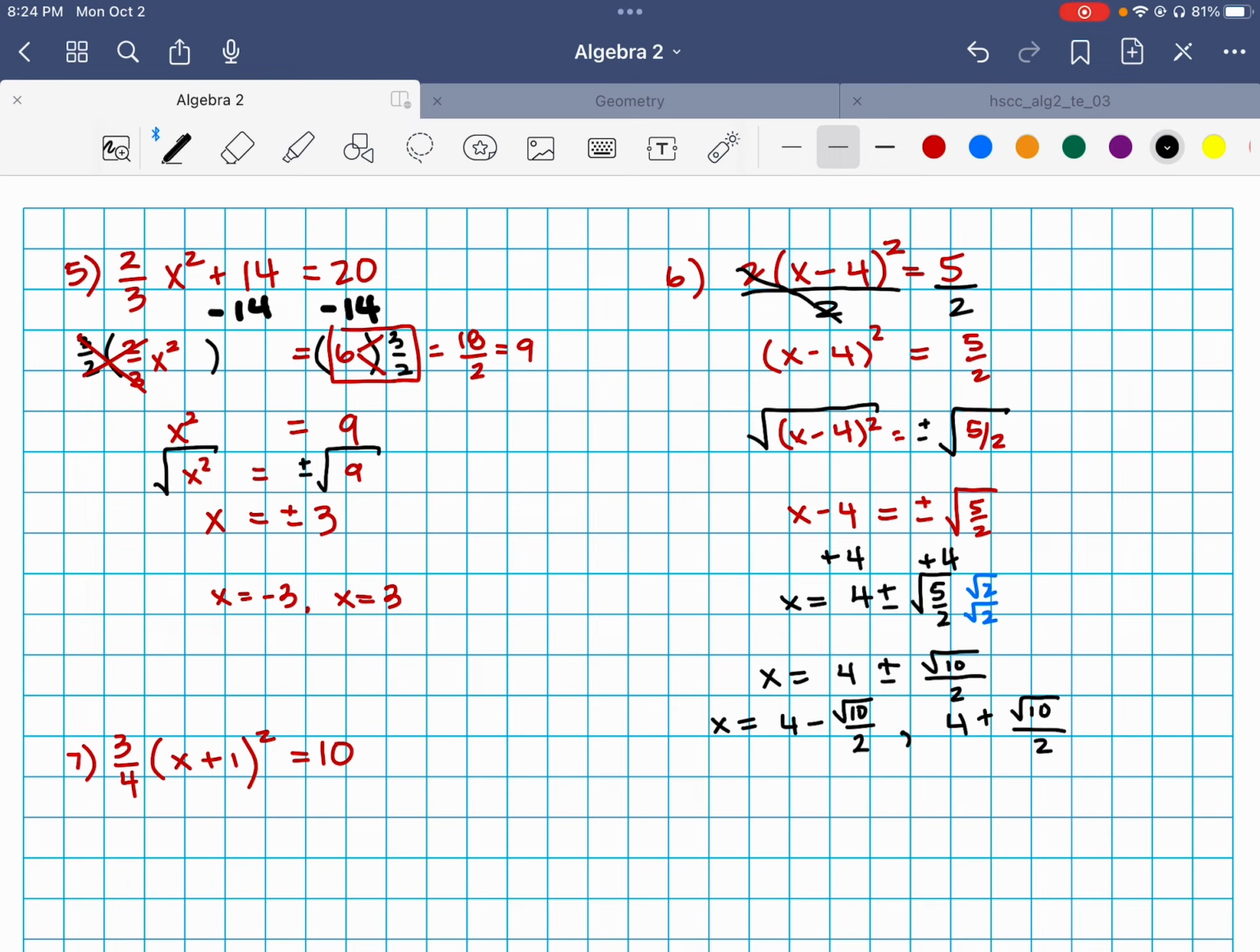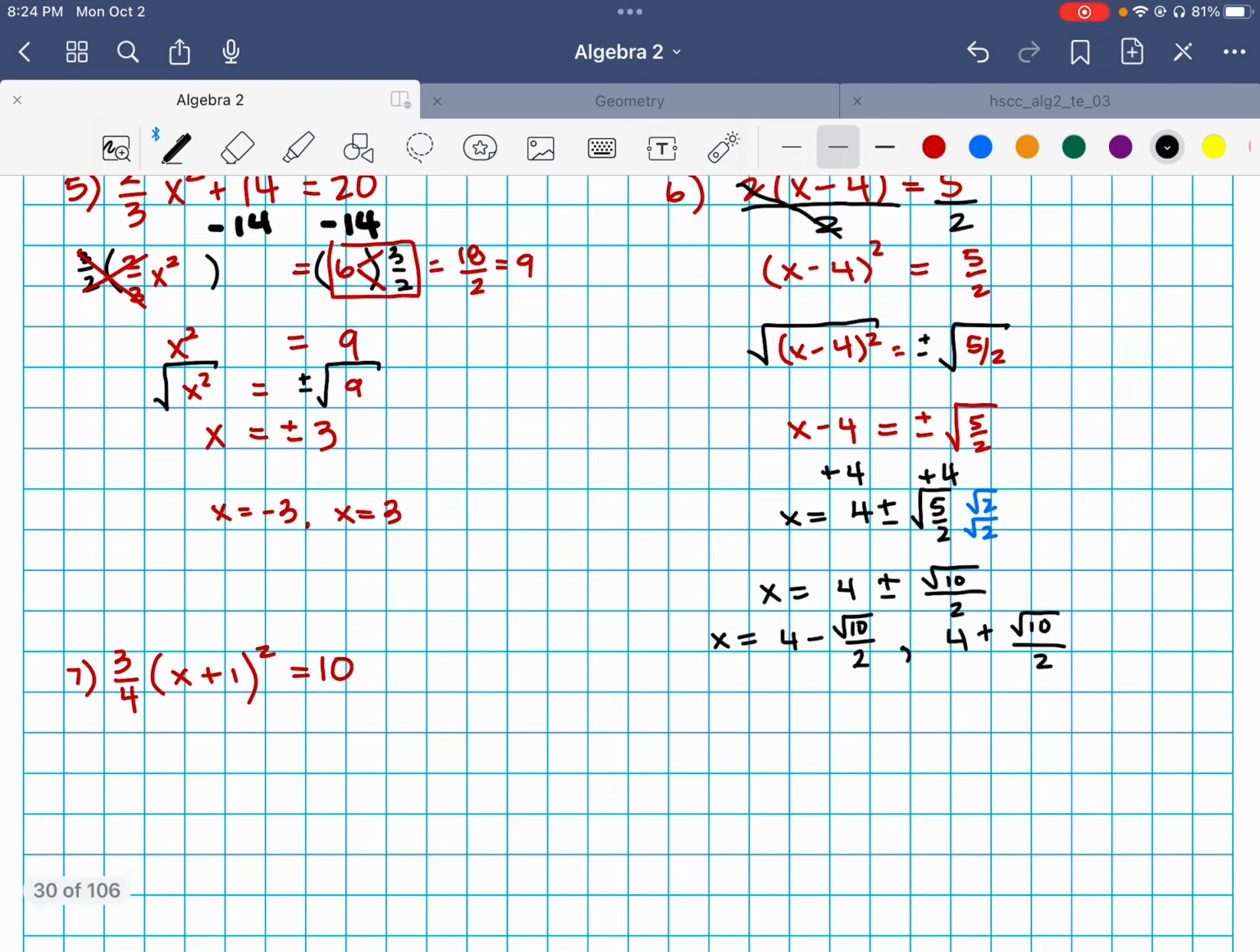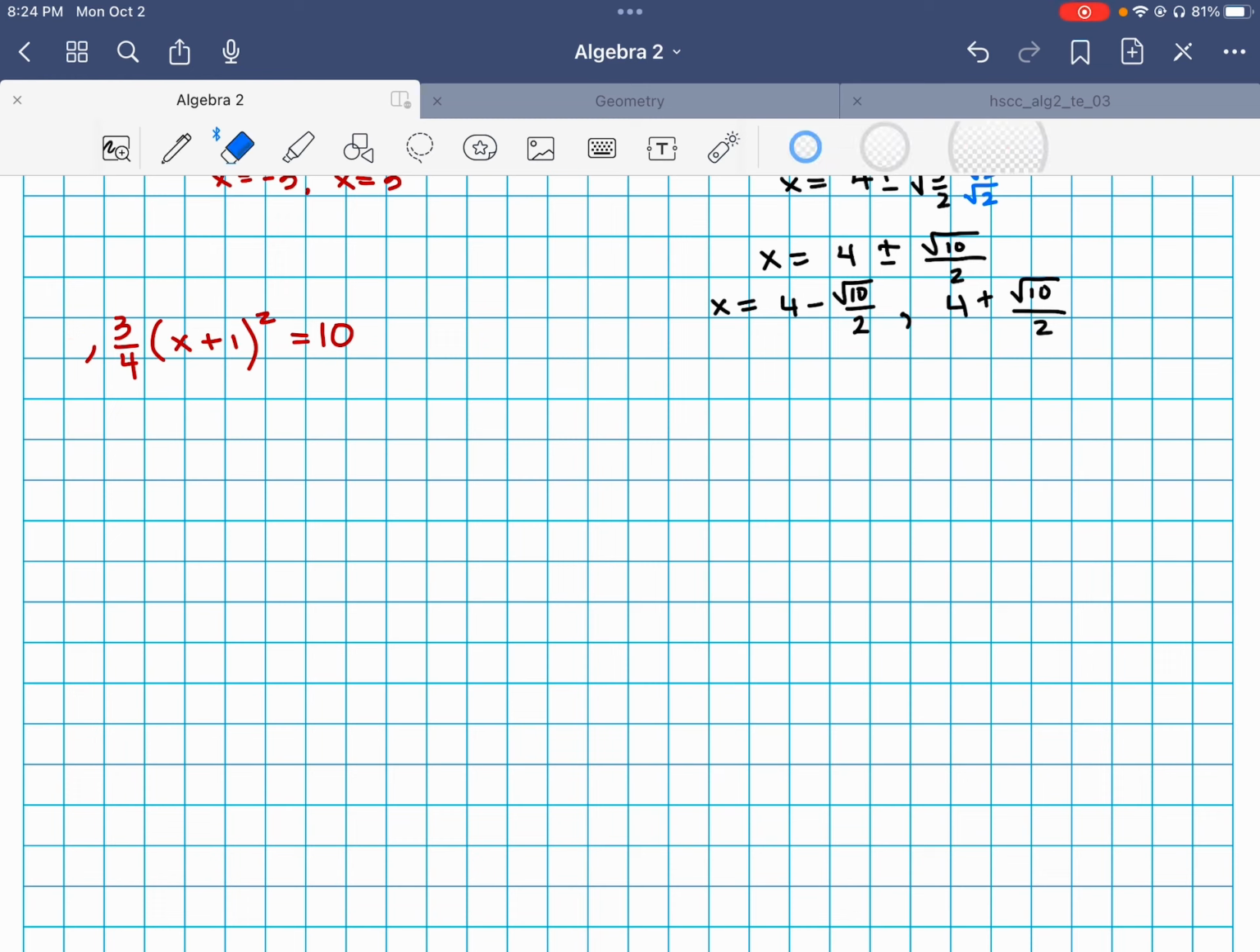All right, moving on to question number 7, we have 3/4 times the quantity x plus 1 squared is equal to 10. So what we're going to do here is multiply both sides of the equation to get rid of the 3/4. So I'm going to multiply the left side by 3/4's reciprocal, which is 4/3, and I'm going to multiply the right side by 3/4's reciprocal, which is 4/3. On the left side, it's going to cancel out to just 1, and we get x plus 1 squared is equal.